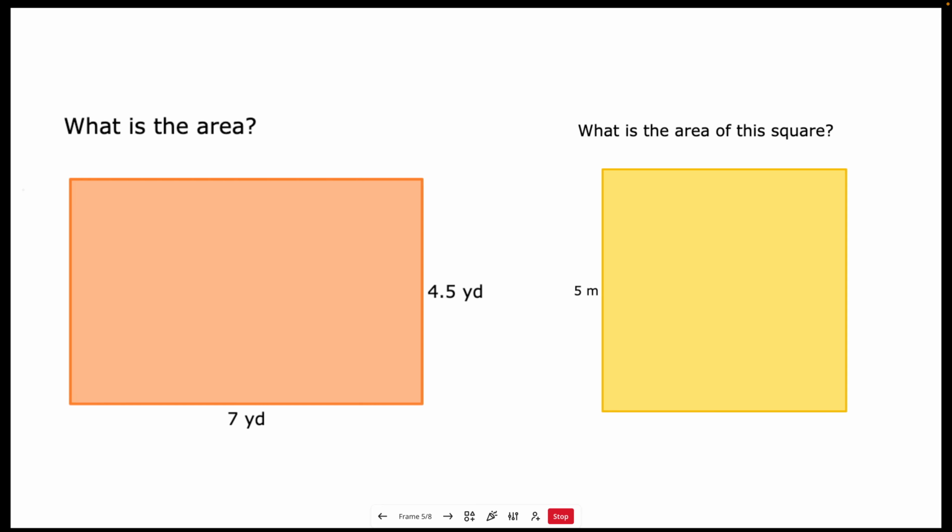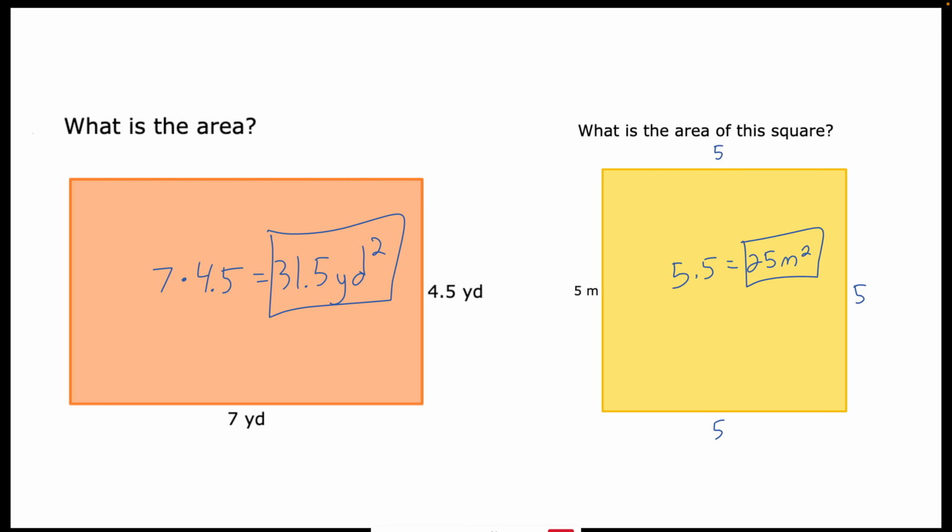Okay, now that you've had time to work these problems, let's check your solutions. For the first problem, here is the work. You should have gotten 31.5 square yards. And for the second problem, a square. A square is just a rectangle where the length and the width are the same. So the fun phrase is all squares are rectangles, but not all rectangles are squares. And here's the work to find the area. You should have gotten 25 meters squared.